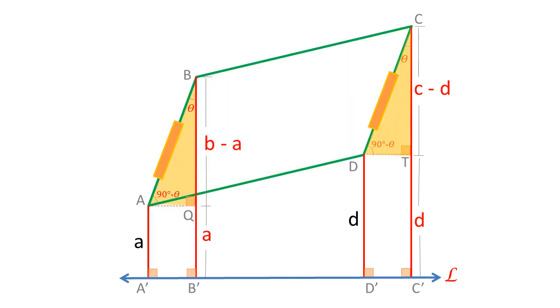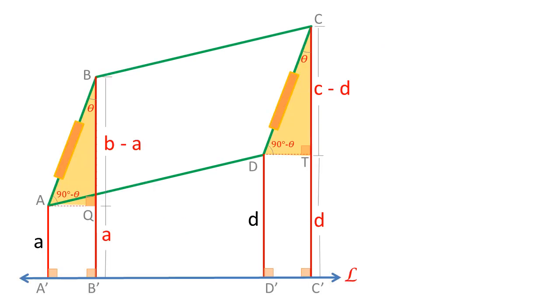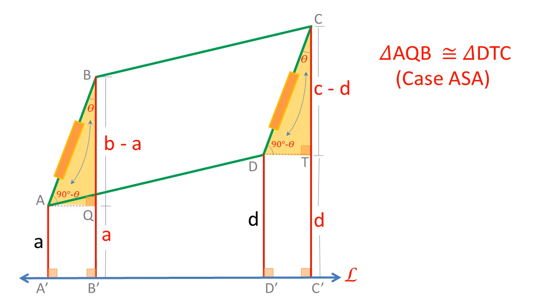Now focus on triangles AQB and DTC. Sides AB and CD have the same length, and the interior angles adjacent to the side AB in triangle AQB have the same measure as the interior angles adjacent to the side CD in triangle DTC. Then, based on the case angle-side-angle of congruence of triangles, we realize that both triangles are congruent. That is, they have the same shape and the same size. Remember that in two congruent triangles, sides opposite to congruent angles have the same length. Angle BAQ is congruent to angle CDT. Then the sides BQ and CT should have the same length. Then b minus a is equal to c minus d, from which it is demonstrated that a plus c is equal to b plus d.